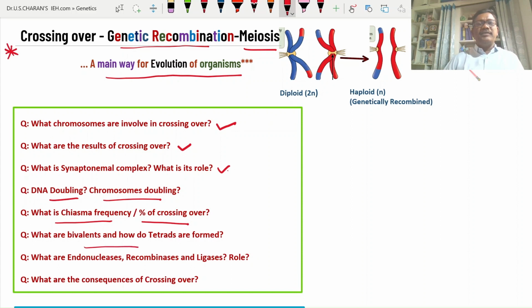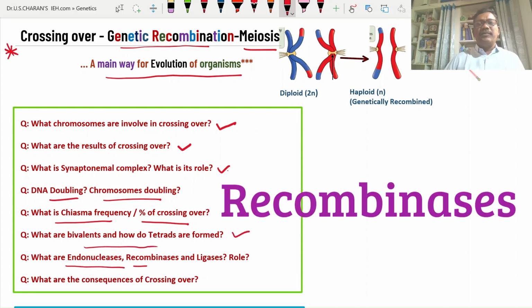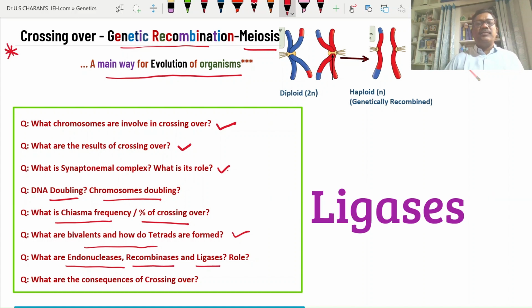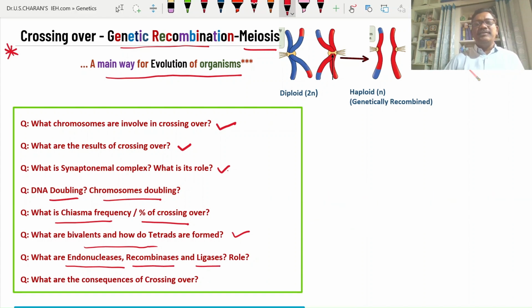What are bivalents? How are two tetrads formed? What are endonucleases and ligases? What are the roles of these enzymes in this crossing over? Then what are the consequences of crossing over? Means, how is this crossing over useful for the organisms? These are the questions I am going to solve.